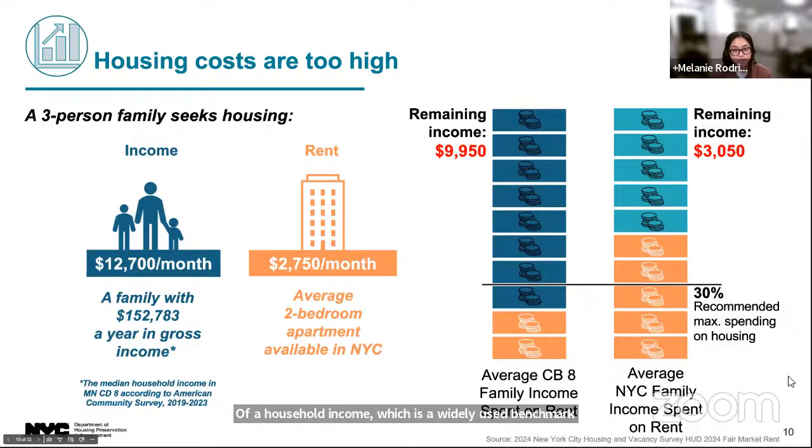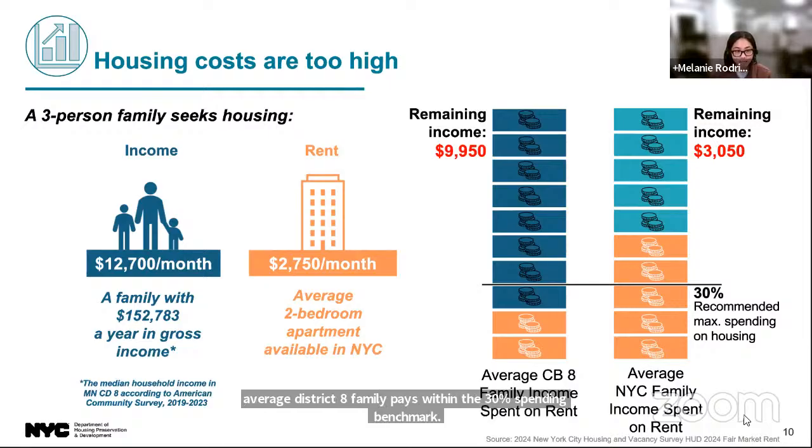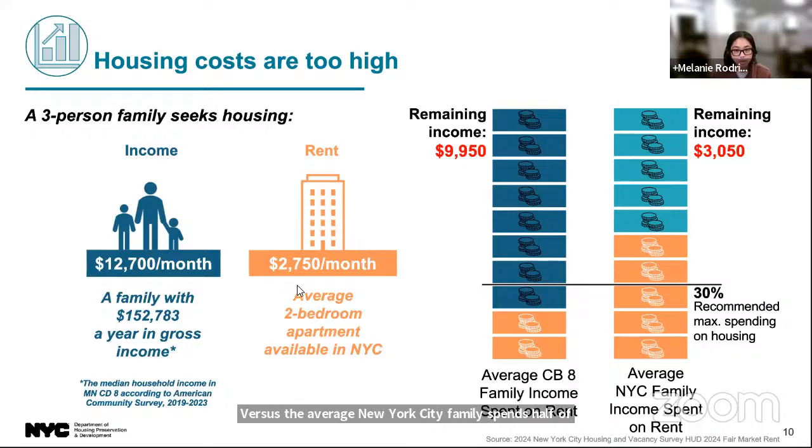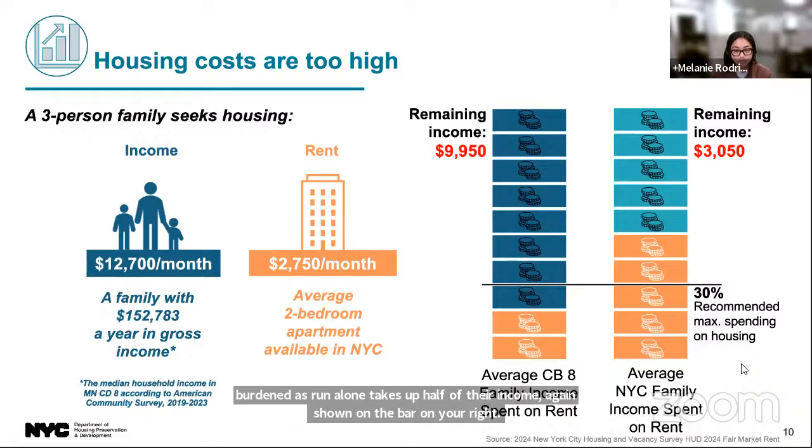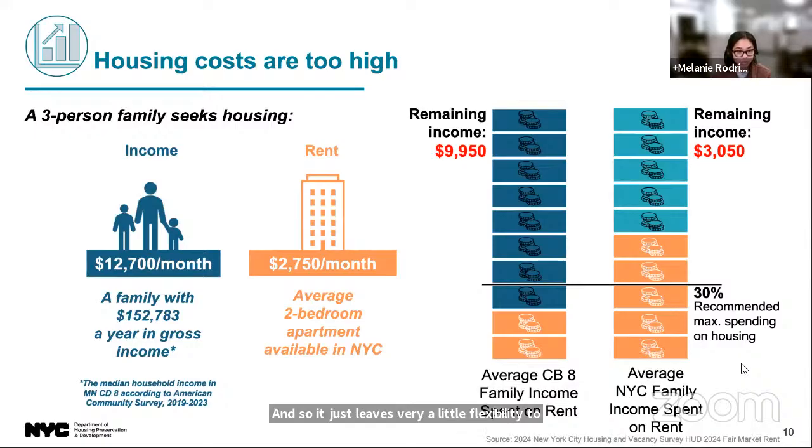And so, on your right, when comparing the households, we see that the average District 8 family pays within the 30% spending benchmark, versus the average New York City family spends half of their income on rent. And so without a subsidy of some kind, this family is likely to be severely rent burdened, as rent alone takes up half of their income, again, shown on the bar on your right. And so it just leaves very little flexibility to cover all the other essential needs.